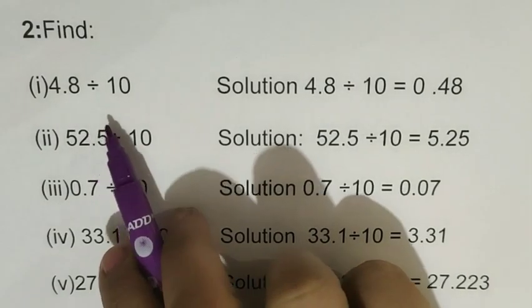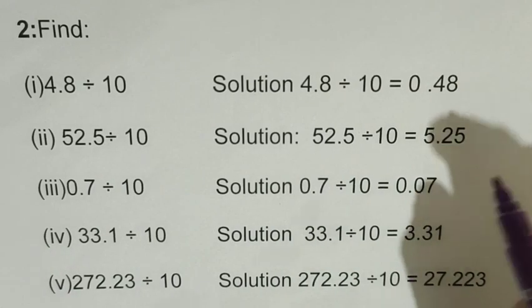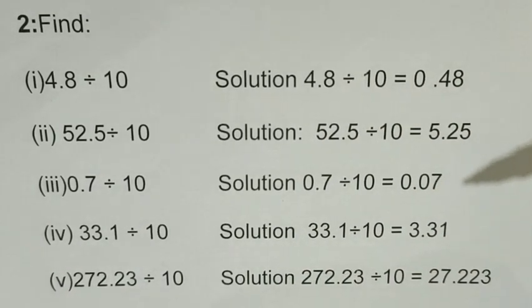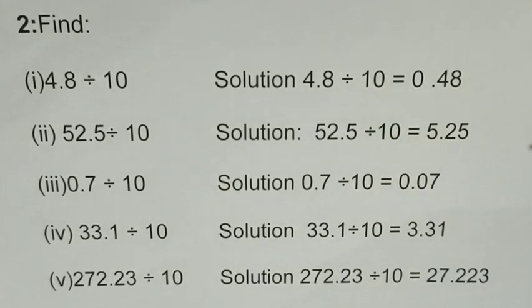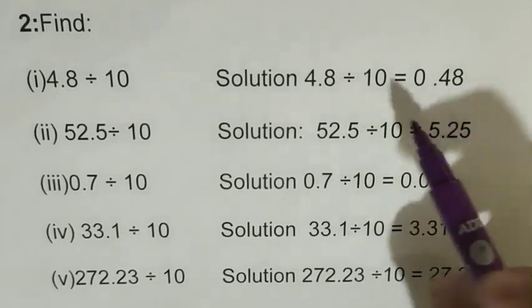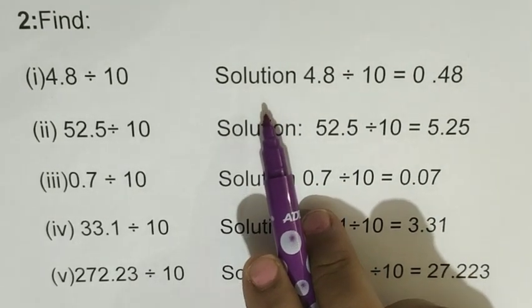Find 4.8 divided by 10. 4.8 divided by 10 means 0.48. Here the divisions we are doing are with multiples of 10, 100, 1000. This second question is based on 10 only. So what will happen to the quotient? The decimal point in the quotient will move towards the left.